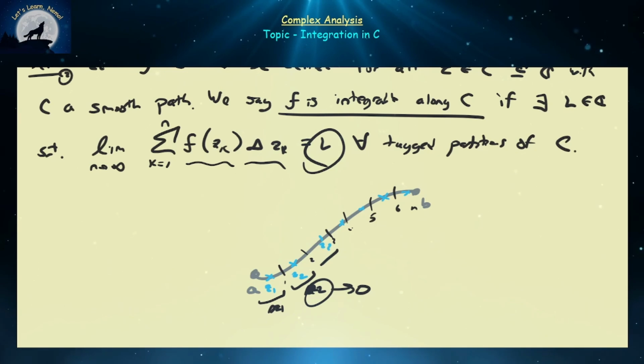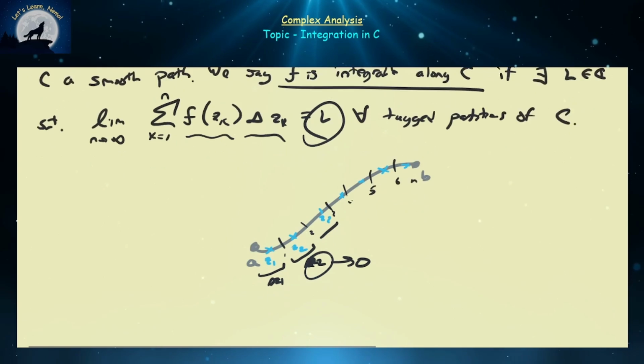So this still is baiting at the idea of Riemann sums and areas under curves, right? And keep in mind this has to be true for any tagged partition of that path C.